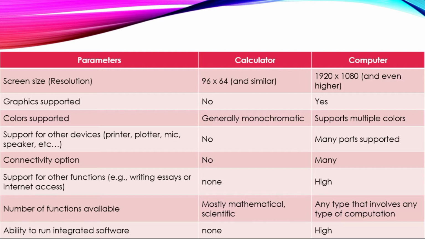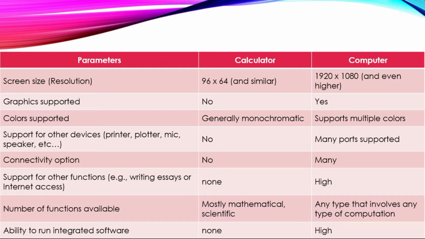Next point is support for other devices, like printer, plotter, mic, speaker. Calculator cannot support all these devices, whereas computer has many different ports to support all these kinds of devices. The next is your connectivity option. There is no connectivity with your calculator, and with your computer you can connect many different things.